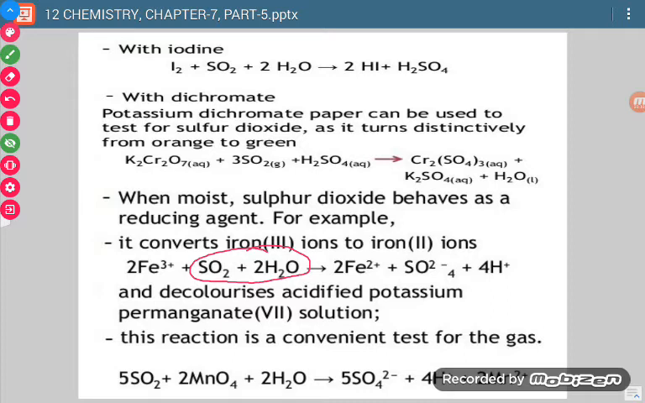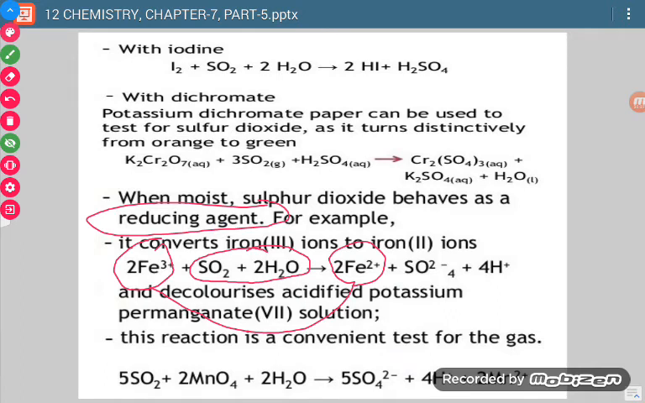SO2 plus H2O means moist SO2. So what happened? Fe3+ changed into Fe2+. So there is gain of electron, and gain of electron means there is reduction. So this mixture has reduced another substance, which means it also shows reducing agent nature.